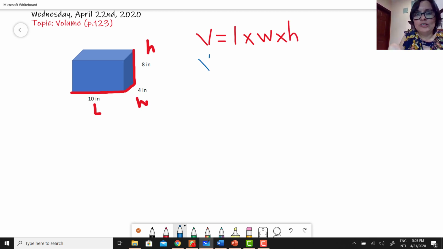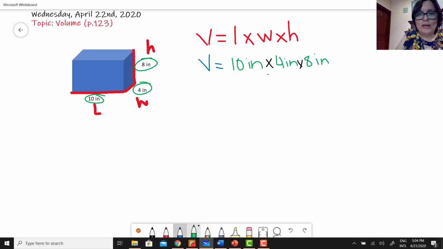Then the only thing we have to do is to substitute. Who is L or length? 10 inches times who is width? 4 inches times who is height? 8 inches. So let's do it now. First we multiply 10 times 4. 10 times 4? 40. And 40 times 8?